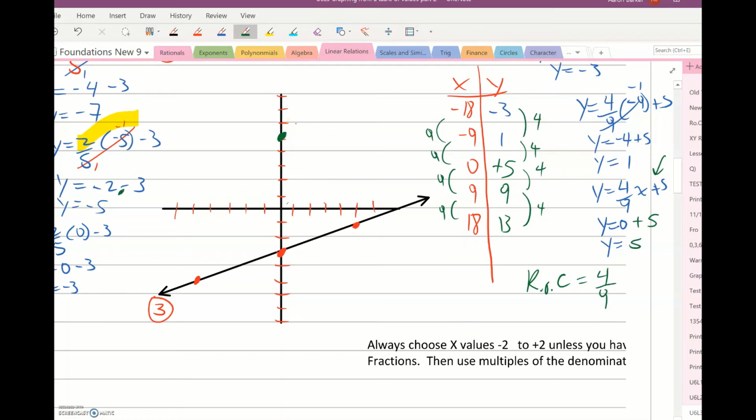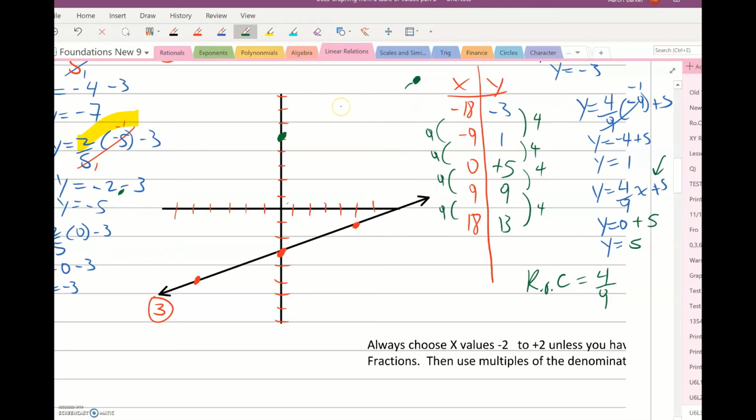And the next one is 9, 9. So I'll go 1, 2, 3, 4, 5, 6, 7, 8, 9. One more. Okay.